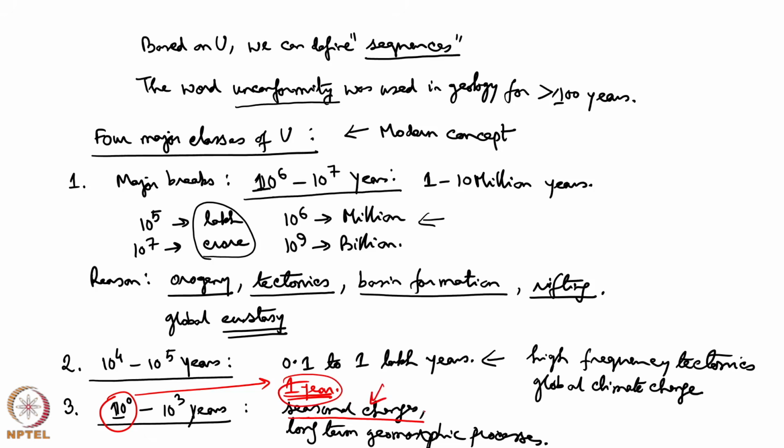Seasonal change, or yearly change, cannot take care of any major breaks, any break of 10 to the power 4 to 10 to the power 5 years. Now, we will look into the fourth one, which is the minor breaks in time.